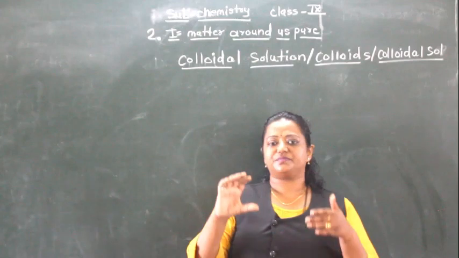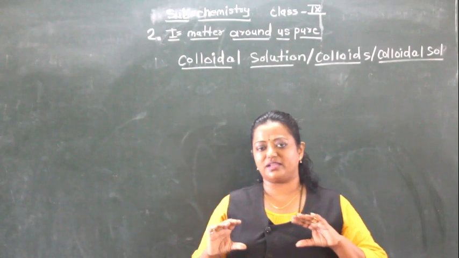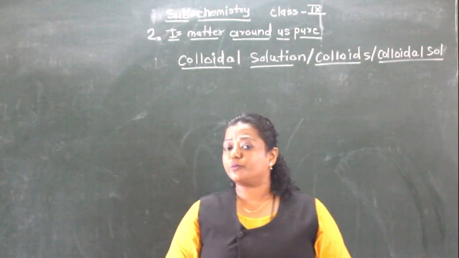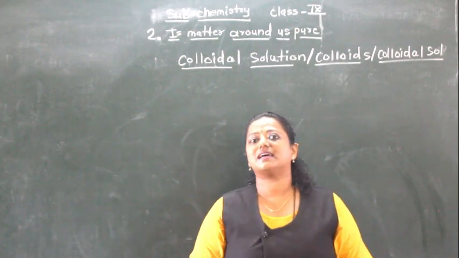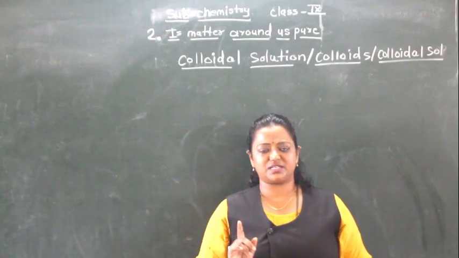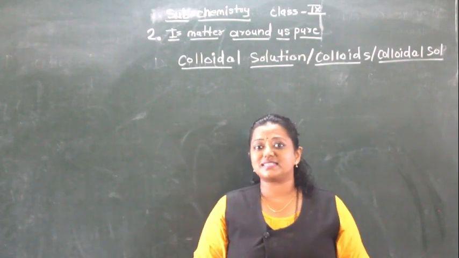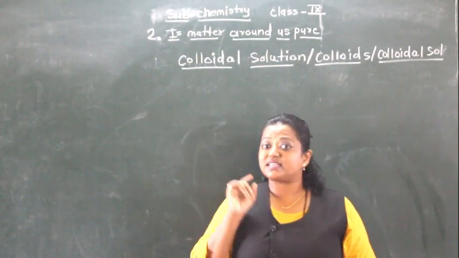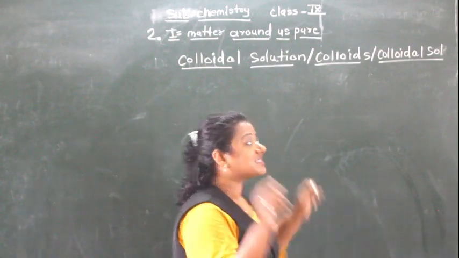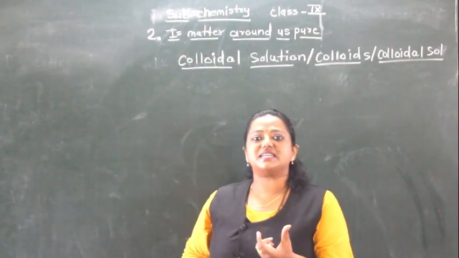What happens exactly? The particle size is the major issue here in the colloidal solution, because the size of the solute particles in the solution was less than 1 nanometer, while the particles in the suspension were more than 100 nanometer. While the particle size of colloidal solution ranges from 1 nanometer to 100 nanometer. The particle size is ranging from 1 nanometer to 100 nanometer, which means it is the intermediate size, right?